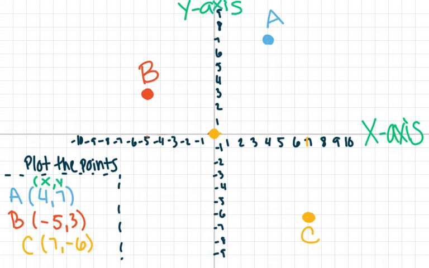And so as I plot these points, I move left or right on the X-axis. That's what I mean by my X. And then I move up and down on the Y-axis. That is what I mean when I talk about the Y. So X, Y, meaning I move left and right on this X-axis and then up and down on the Y-axis.